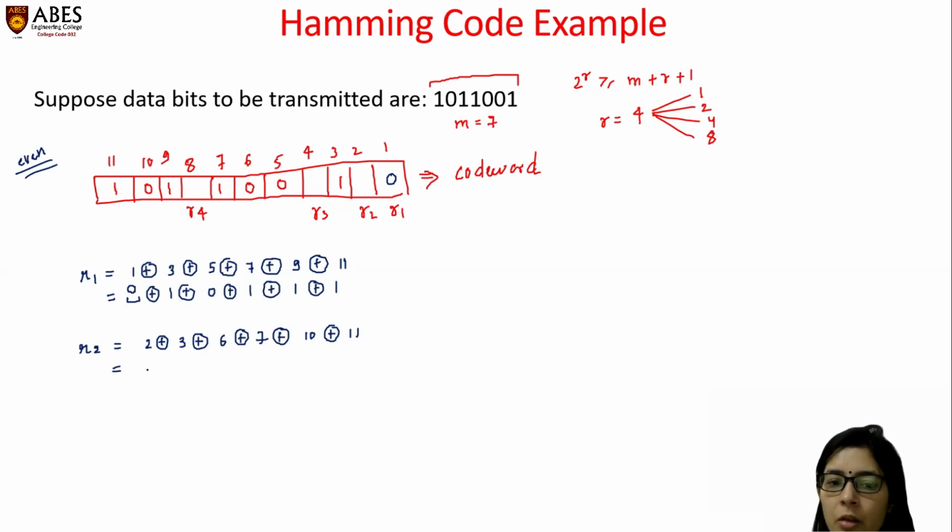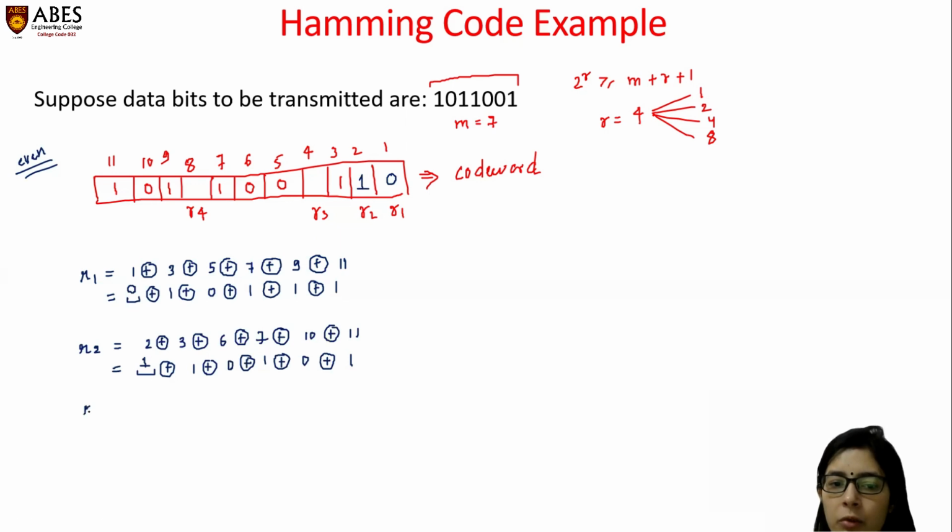So at position 2, we don't know what should be there, but at 3, we know here it is 1. At position 6, the value is 0. At position 7, the value is 1. At position 10, the value is 0. At position 11, the value is 1. So we need to keep the number of ones even, but here the number of ones is odd. So at this place 2, we need to keep the value as 1. So here we will place 1.